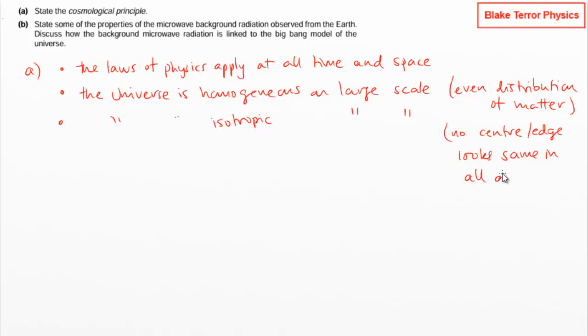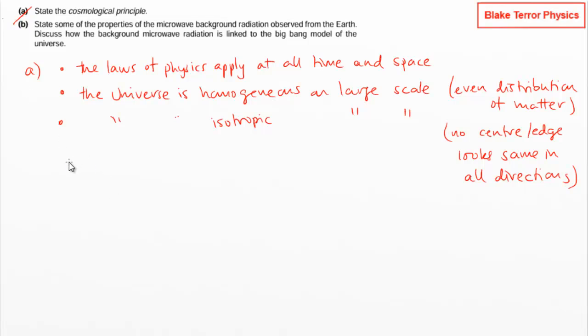Right. So it's not like we've got all galaxies in one direction of the sky and none in the other directions. So yeah, three main parts. So these are our baseline assumptions for actually being able to conduct physics on Earth and then apply it to the universe. So it's an important set of assumptions.